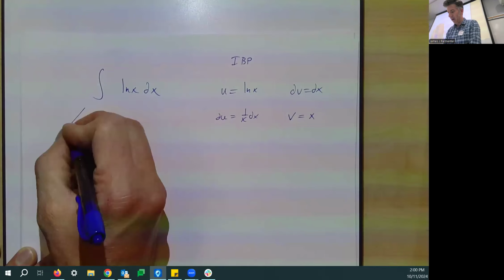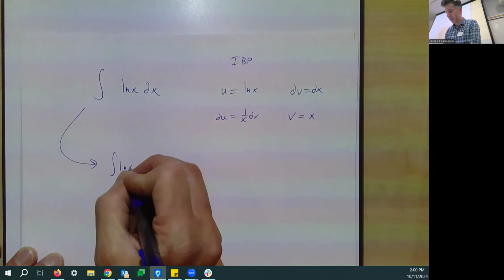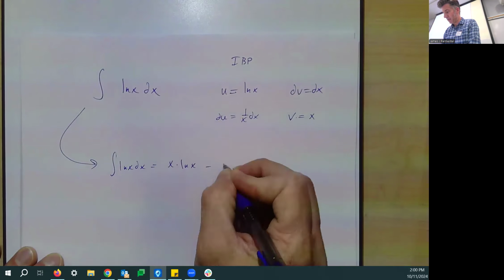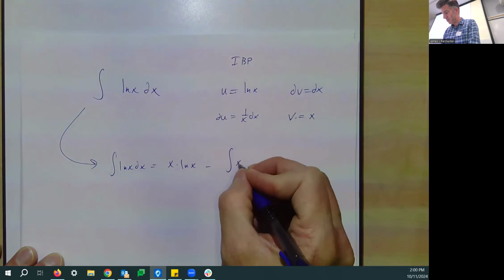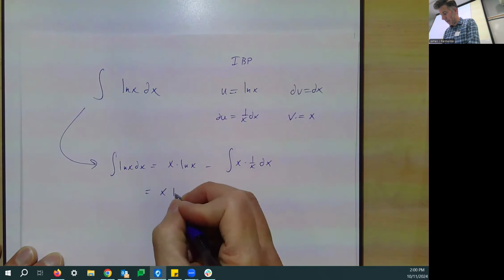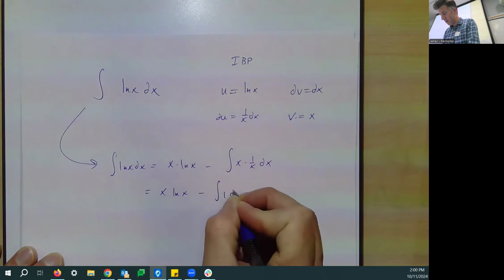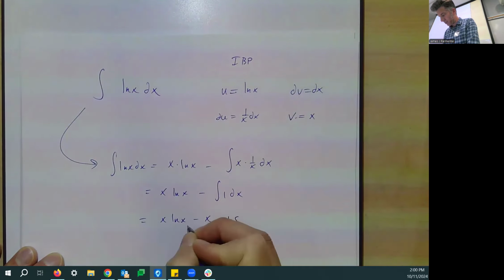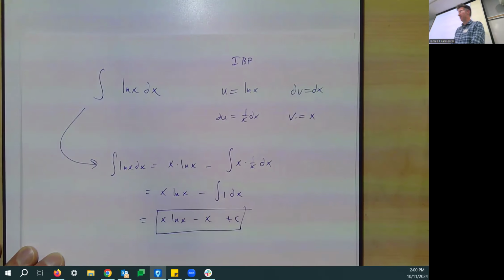And then writing it out, you end up getting the integral of natural log of x dx is equal to u times v minus the integral of v times du. But 1 over x times x is just 1, and the antiderivative of 1 is just x. So that is how you tackle the antiderivative of the natural log of x. It's also how you tackle the antiderivative of the arctangent of x, by letting u equal the whole thing and dv equal the dx part that's left over.